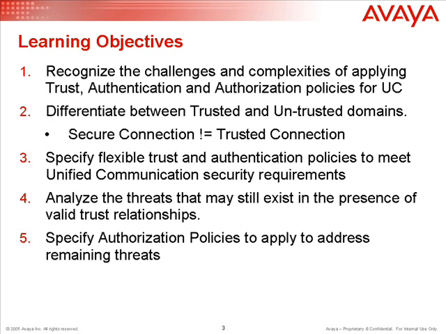The learning objectives for this presentation are: number one, to be able to recognize the challenges and complexities of applying trust and authentication and authorization policies for unified communications. Secondly, to differentiate between trusted and untrusted domains. Third, to be able to specify flexible trust and authentication policies to meet unified communication security requirements. Fourth, to be able to analyze the threats that may still exist in the presence of valid trust relationships. And fifth, to be able to specify the authorization policies needed to address remaining threats.